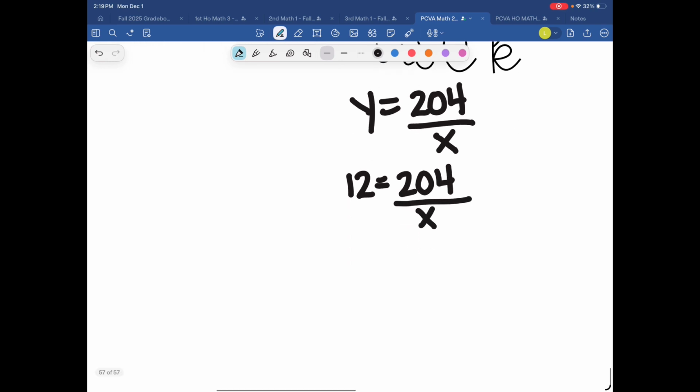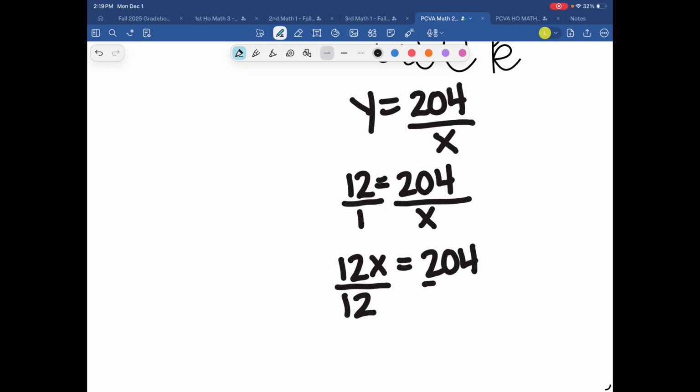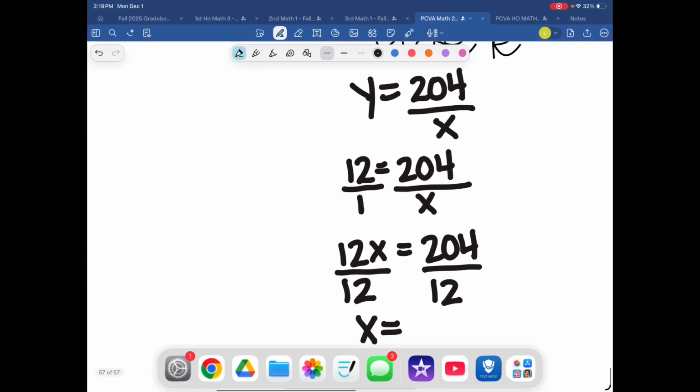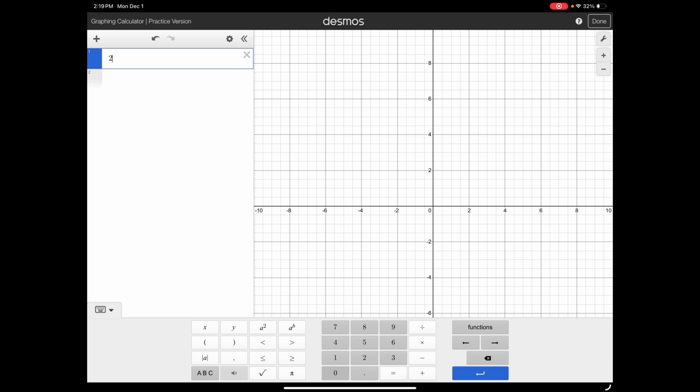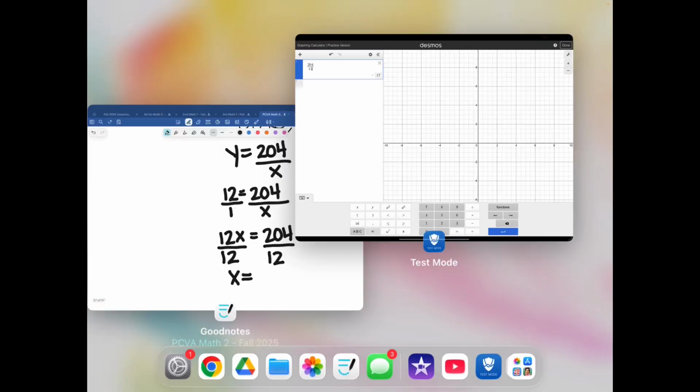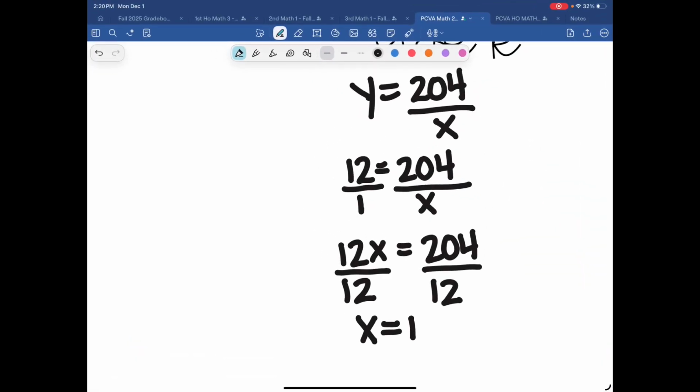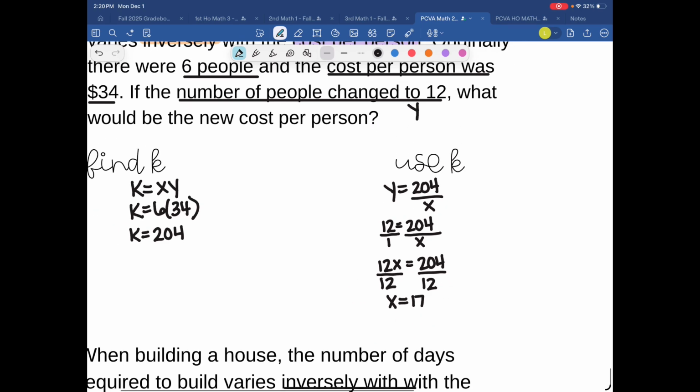And so we're going to basically cross multiply here to solve. So that's going to be 12x equals 204, divided by 12, so x equals 17. All right, so the new cost per person is going to be $17 per person.